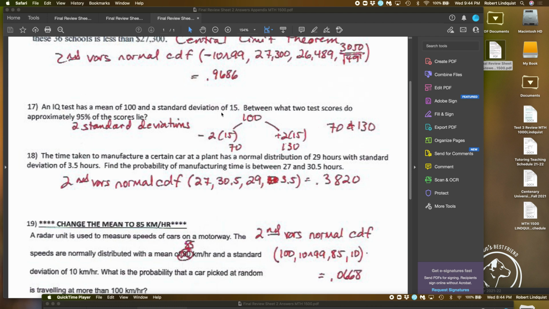So each standard deviation is worth 15. So 2 below is negative 2 times 15, which is 30. And 100 minus 30, because you're going below, is 70. And 2 above is 2 times 15 is 30. And then 100 plus 30 is 130. So it would be between 70 and 130.